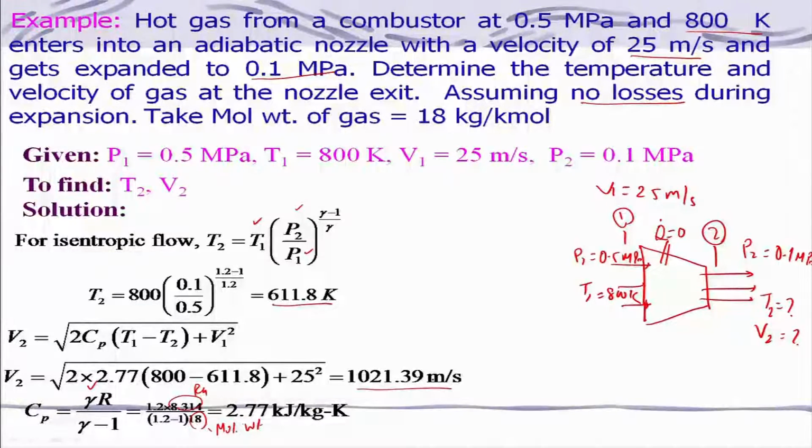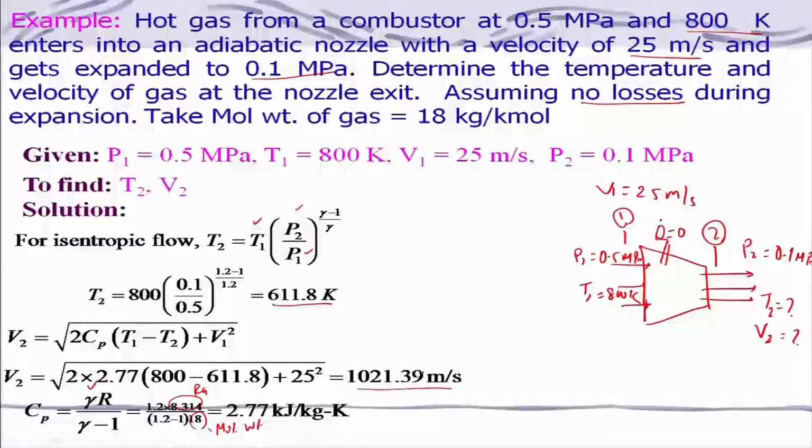Suppose I assume that there is not much effect of this inlet velocity, which is 25 meter per second, because the exit velocity is 1021.39 meter per second, which is quite high as compared to the inlet velocity. So if I assume that to be neglected, what kind of error will I make? You can calculate that; the error will not be much. That is number 1.